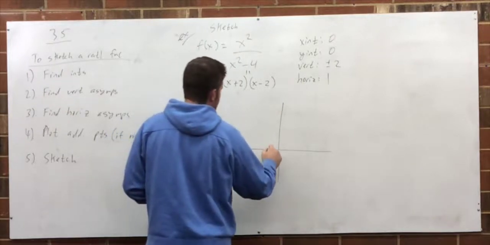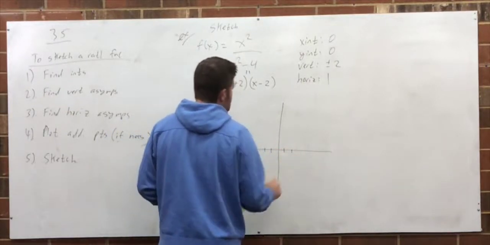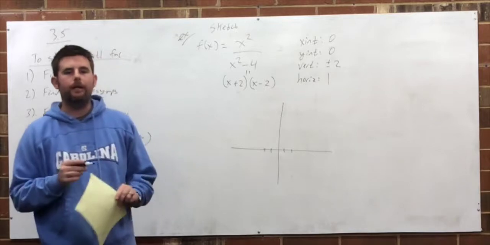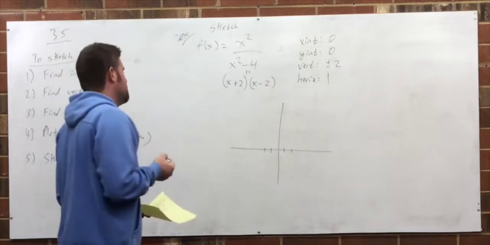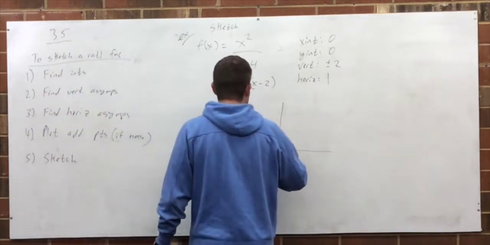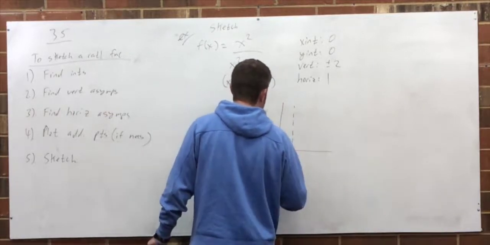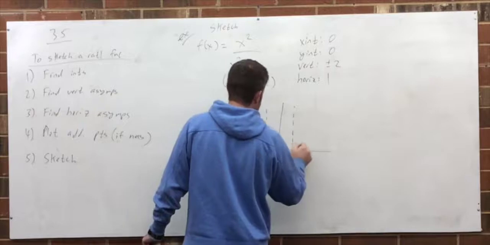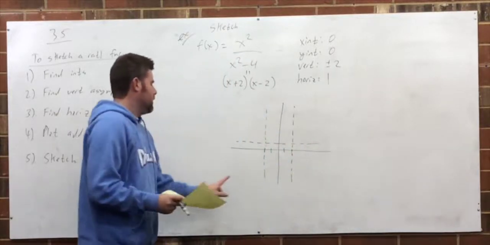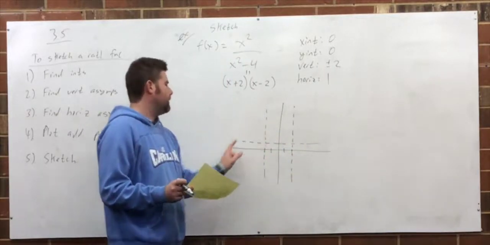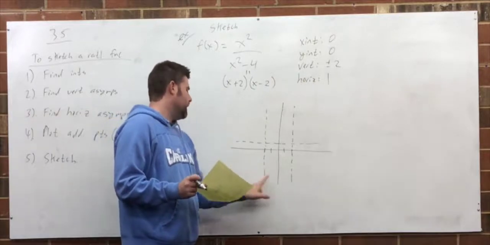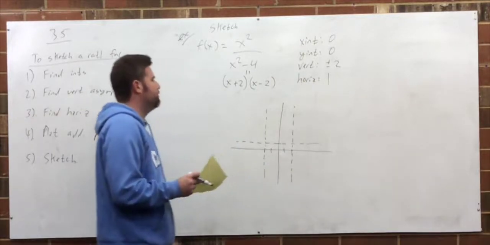I think I told you in the last video, it's easier to start by sketching your asymptotes first. So we'll sketch our vertical asymptotes, followed by our horizontal asymptotes. And you can see the vertical asymptotes divide this graph up into 3 regions. We've got region A, B, and C.